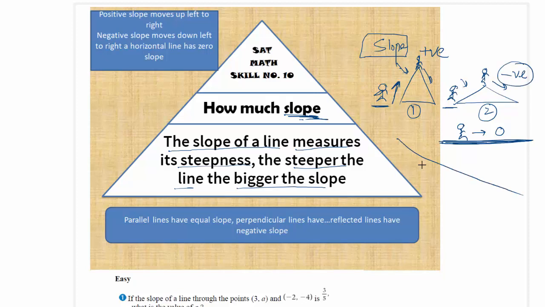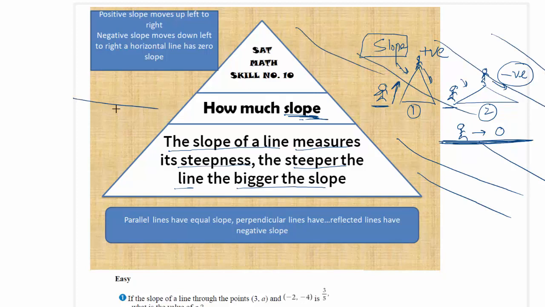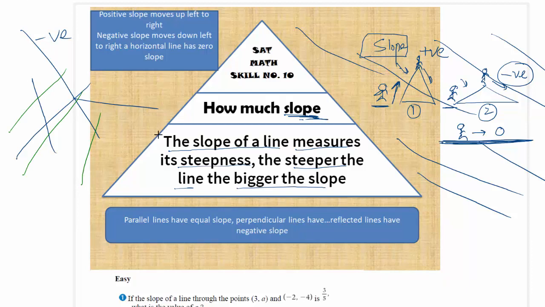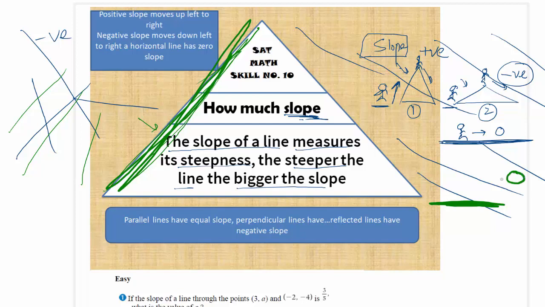So those lines which go down from left to right all have negative slopes. And those lines which go up from left to right, like this, like this, like this, or this line which is here, they all have positive slopes. And the straight horizontal line has a 0 slope.